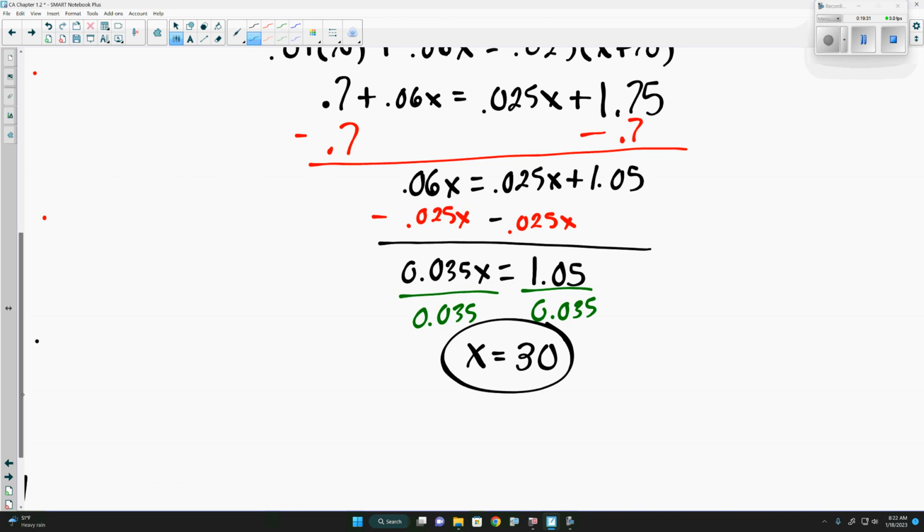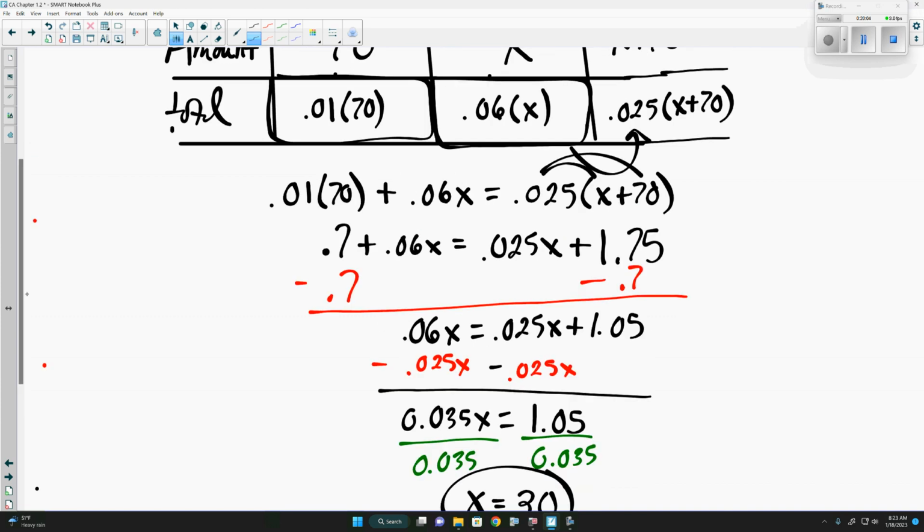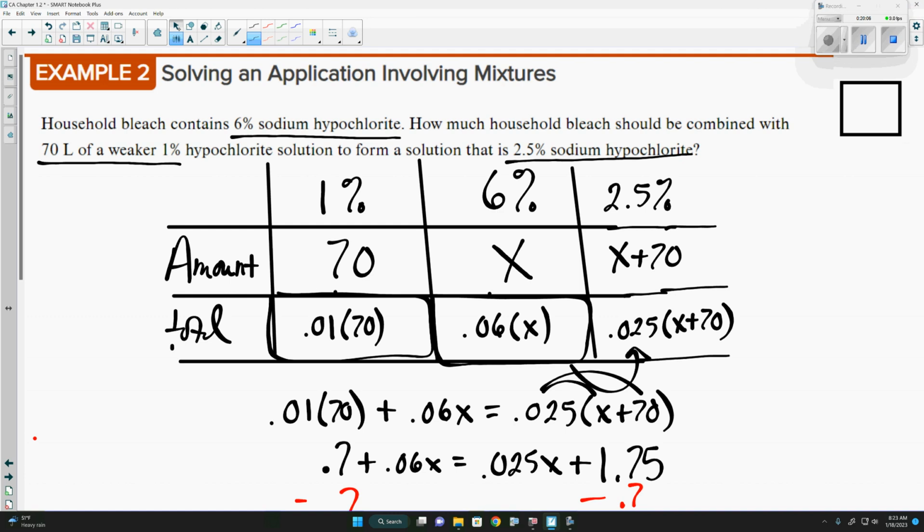Because when we add a stronger solution to it, it should increase the overall percentage, yes? If we put 70 liters in, we should expect it to be somewhere halfway between 1 and 6. So 2.5, so we should be closer to 3.5 or so to get there. Questions on this here? As bad as you thought these were going to be? Most of these are all in the setup and how they work. So our answer is 30 liters.